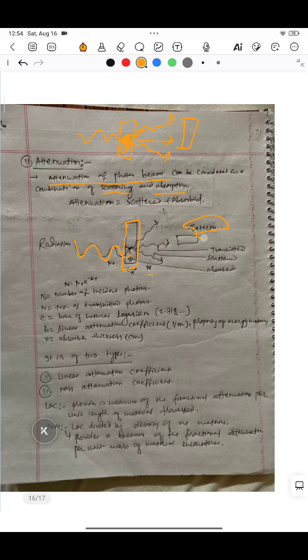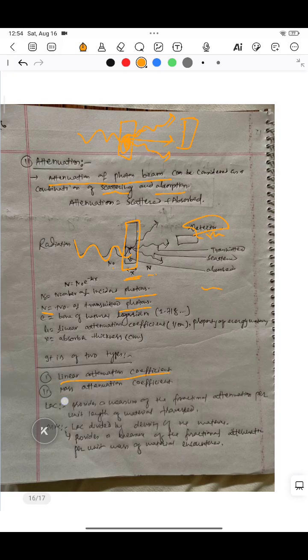This one is the detector, that is basically the X-ray film, and this was the human body. So the formula is N equals N naught e to the power minus mu x. N naught is the number of incident photons, N is the number of transmitted photons, e is the base of the natural logarithm, 2.718, mu is the linear attenuation coefficient, and x is the absorber thickness, how much thickness of the absorber there is.